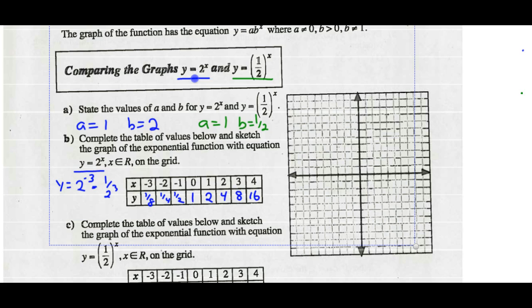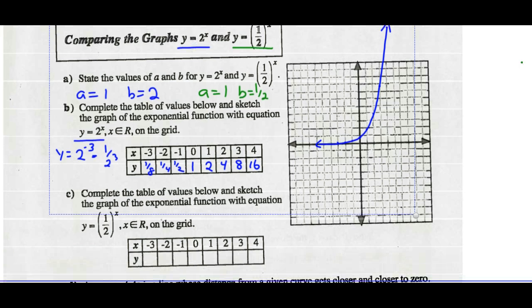Plot those points on the grid and join the points. So when x is -3, y is 1/8. That's about right there. -2 and 1/4. -1 and 1/2. 0 and 1. 1 and 2. 2 and 4. 3 and 8. 4 and 16 is way up there. All right, so we connect these. This graph should never touch the x-axis, and it expands up like that. So that's the graph of y = 2 to the x. Beautiful.